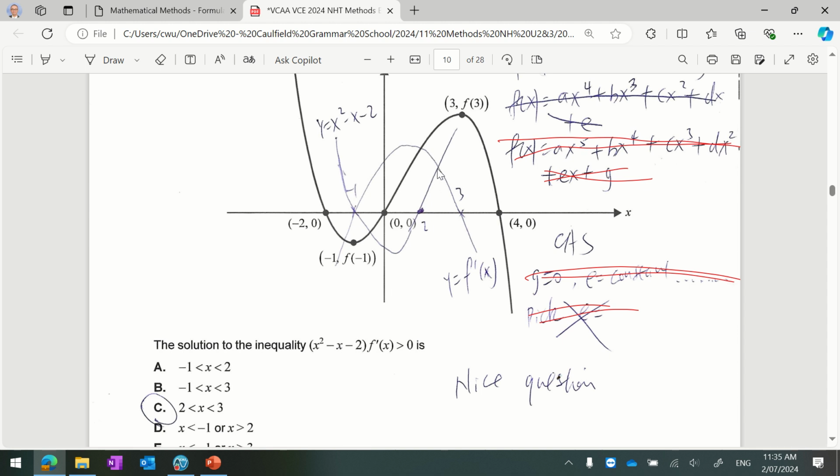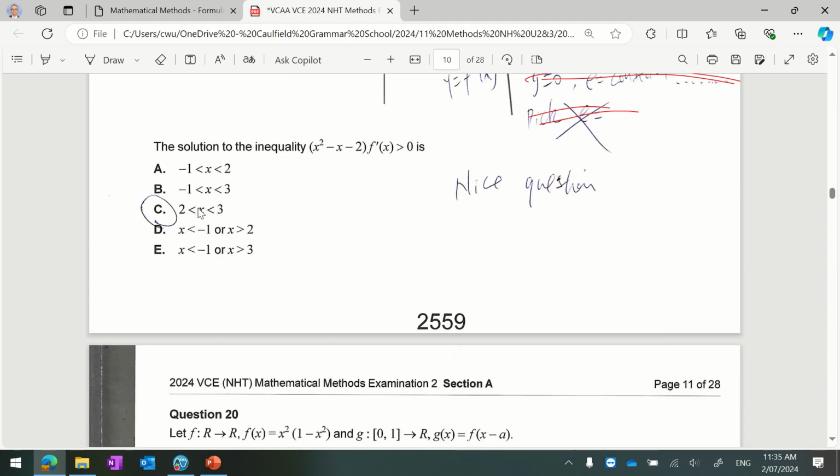All the way to here, still positive times positive, positive, positive, until x is 3. Because when x is 3, it's 0. And then when x is bigger than 3, so to the right, I have negative times positive, which I don't want. Conclusion: I want everything between x equals 2 and x equals 3. Option C.